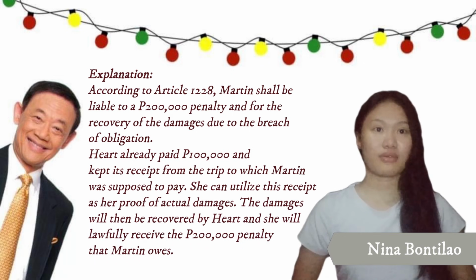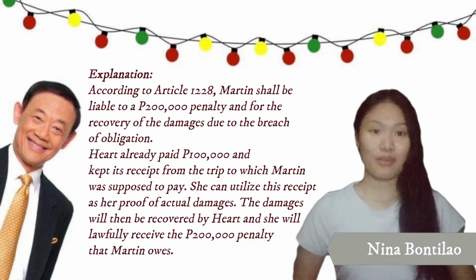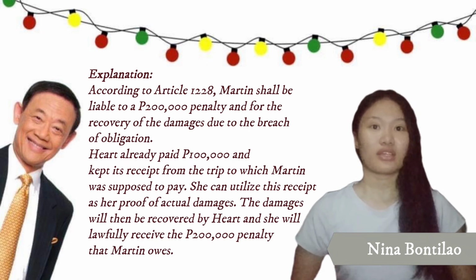Hart already paid 100,000 and kept the receipt for the trip which Martin was supposed to pay. She can utilize this receipt as her proof of actual damages. The damages will then be recovered by Hart, and she will lawfully receive the 200,000 penalty that Martin owes.